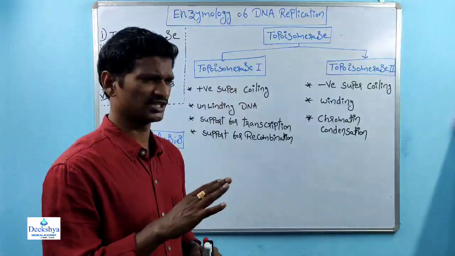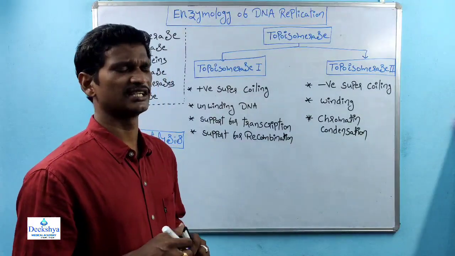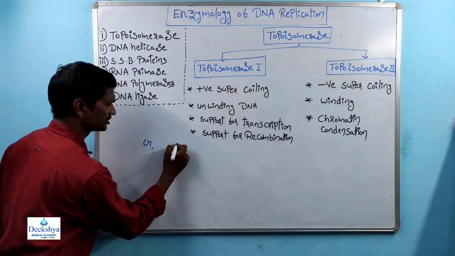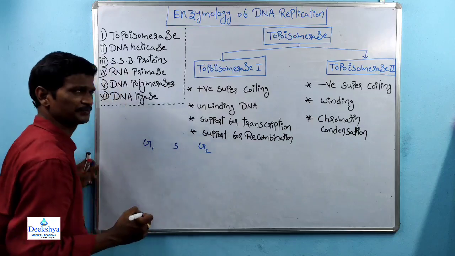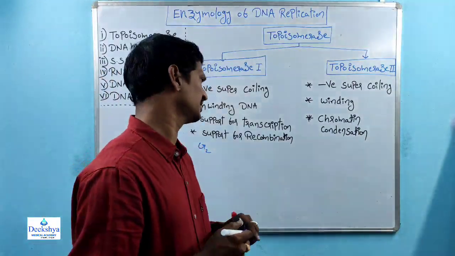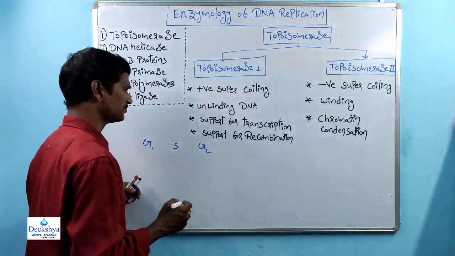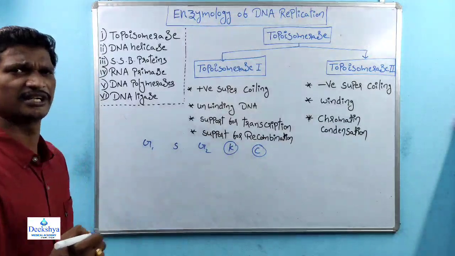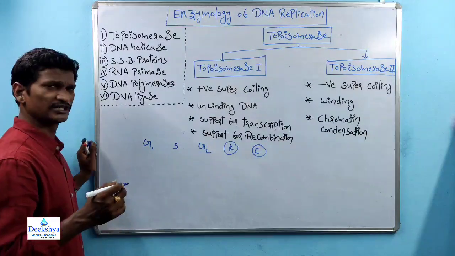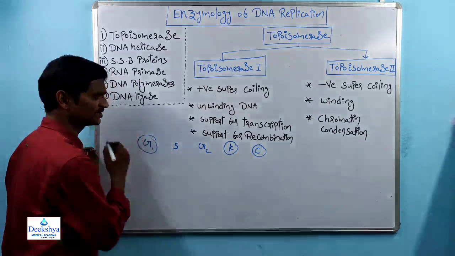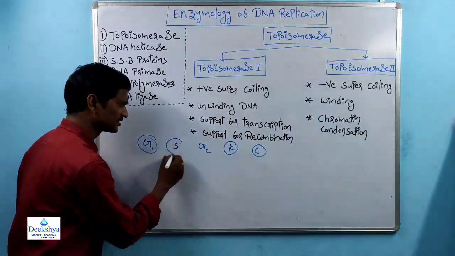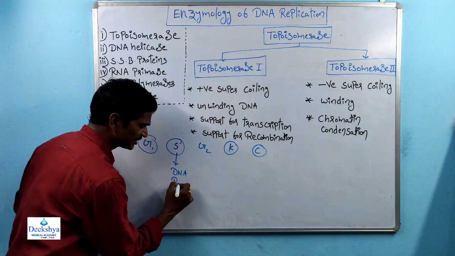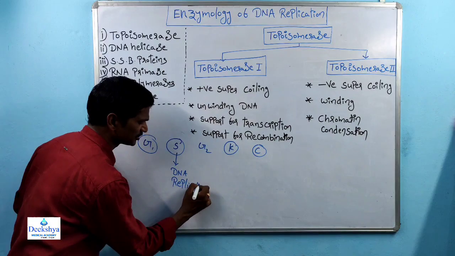We all know the cell cycle. Within the cell cycle there is a G1 phase, an S phase, and a G2 phase, followed by karyokinesis and cytokinesis. Today we are discussing the G1 phase and the S phase. Exactly in the S phase, DNA replication takes place.